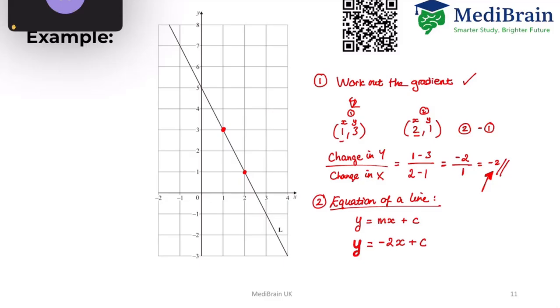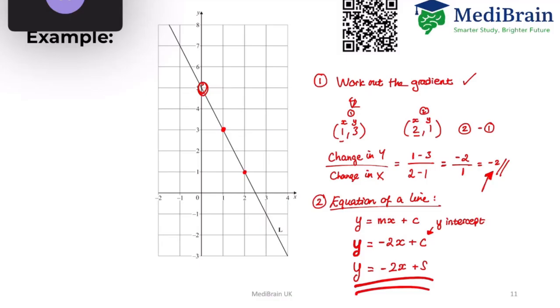And we just need to work out c now. C is just the y-intercept. Okay, it's the place that it crosses the y-axis. So where does it cross the y-axis? It crosses the y-axis here. It crosses the y-axis at 5. So that means it's going to be y equals minus 2x plus 5. That's the equation of the line.